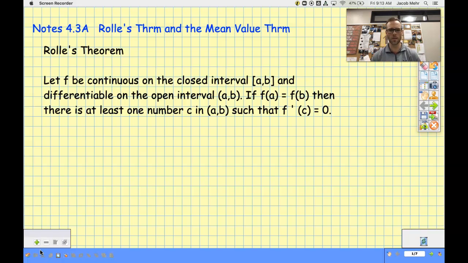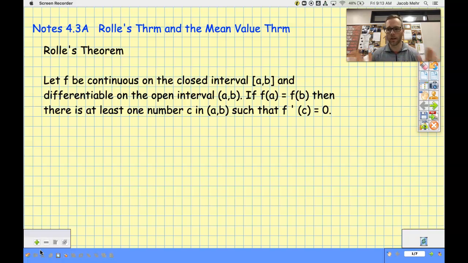Let f be continuous on a closed interval [a, b] and differentiable on an open interval (a, b). So remember what that word continuous means: it means that we can draw it without lifting the pencil. It's a nice smooth curve. There aren't any points missing. Differentiable means the derivative exists at every point in that open interval. If f of a equals f of b.